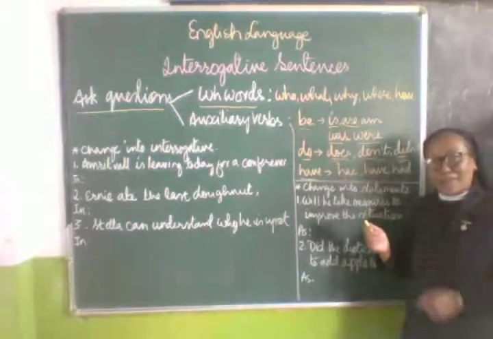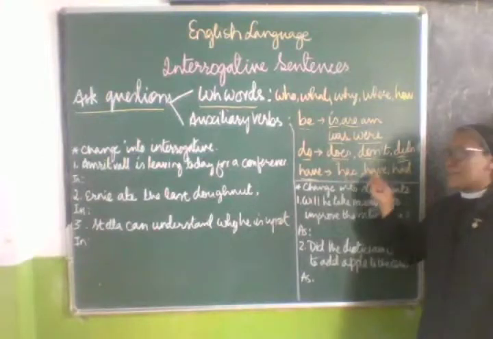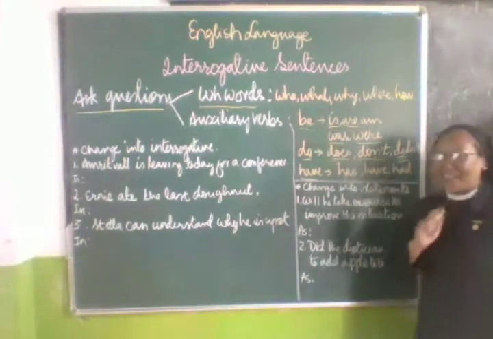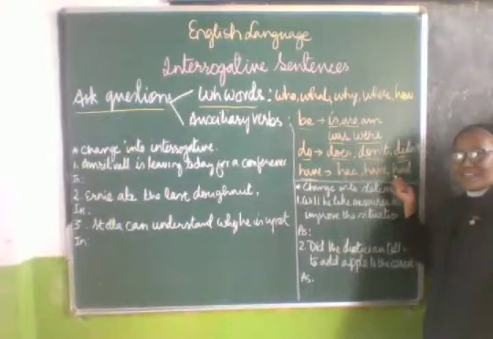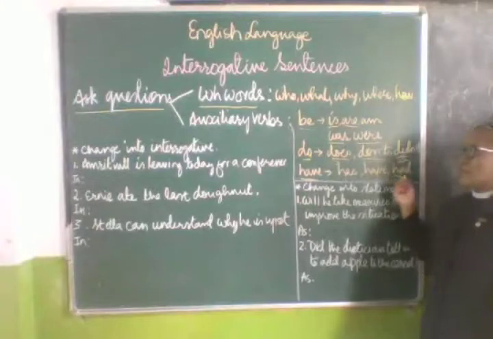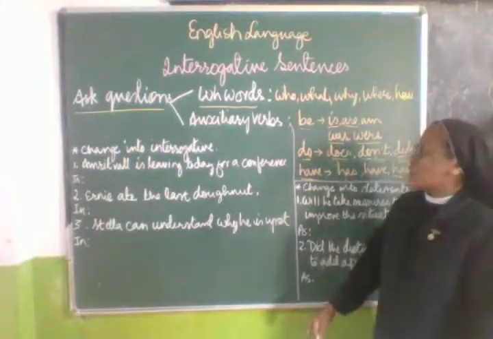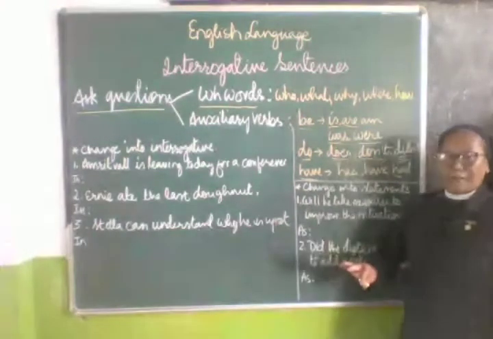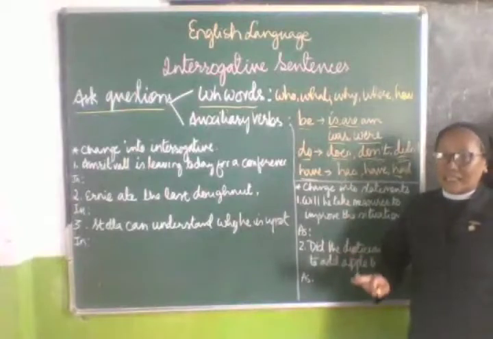And remember, for the past, for both has and have, you don't have to worry, there is only one: had. Had is the past form. So remember this in order to make questions, interrogative sentences.